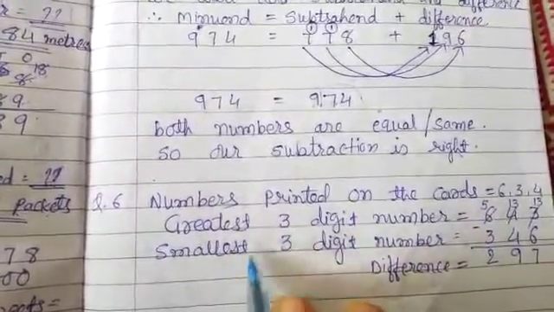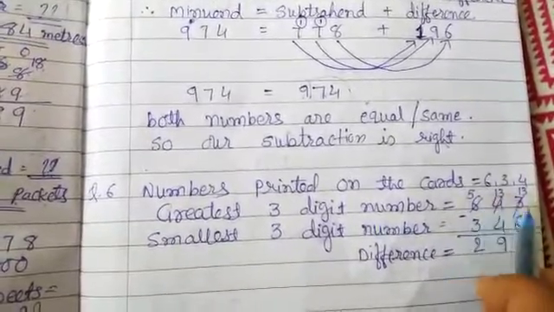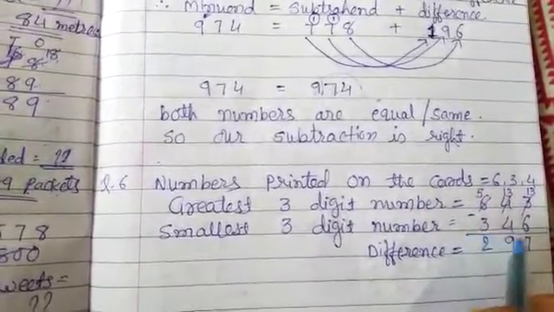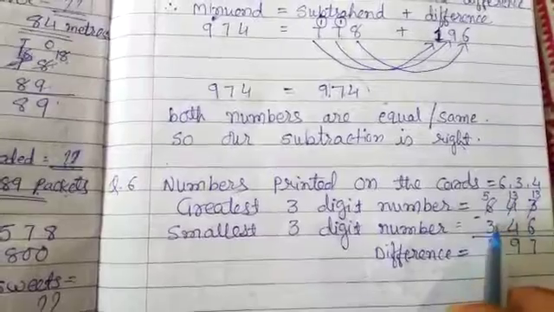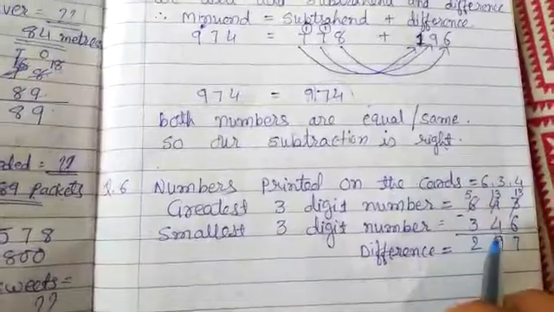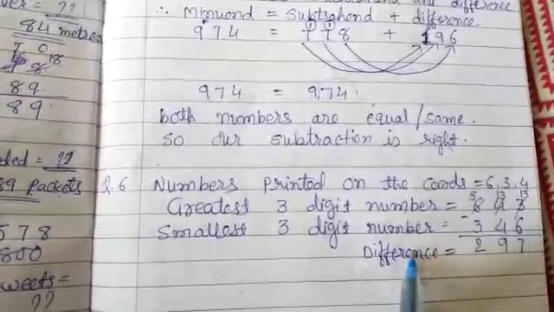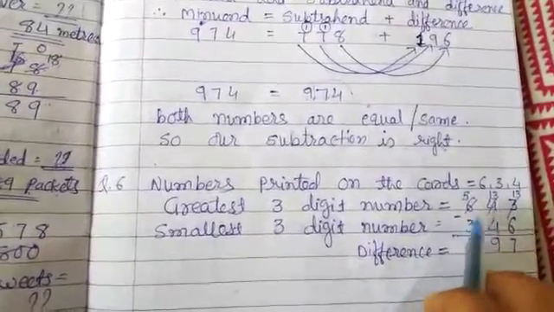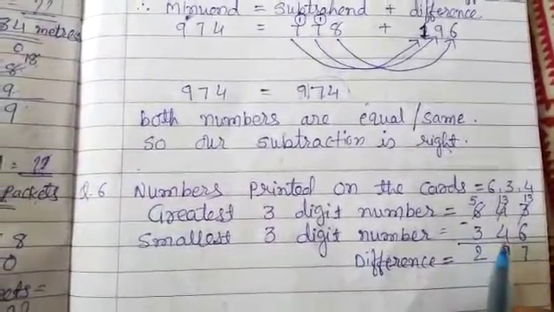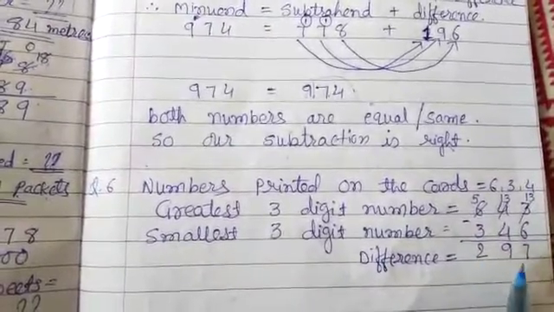Now for the smallest 3-digit number, we will write the opposite of this number, which means we will write in ascending order, small to big. Smallest number 3, then 4 and 6. The number is 346. Now half of the sum we can say it is done. Now to find the difference we will subtract the smaller number from the bigger number, and here you can see by simple subtraction we have found our answer is 297.